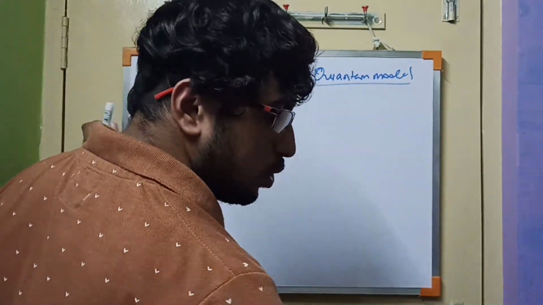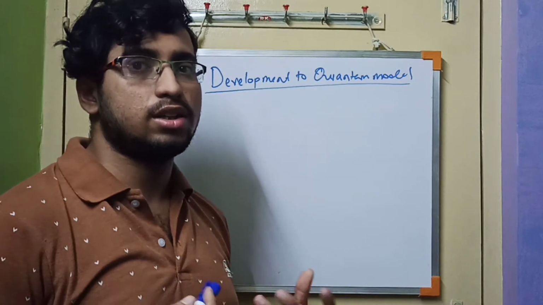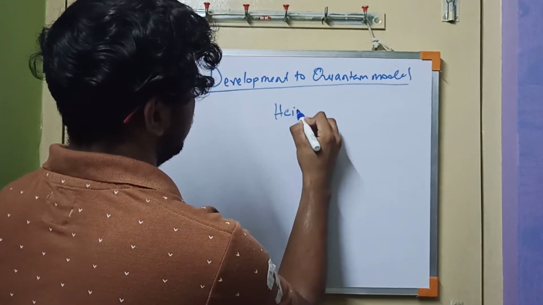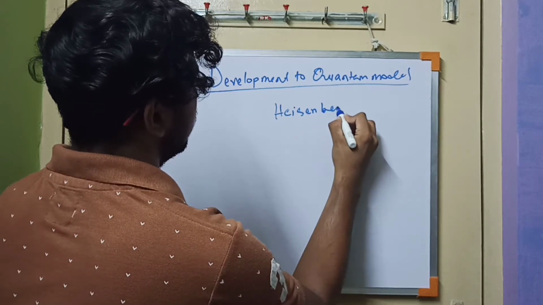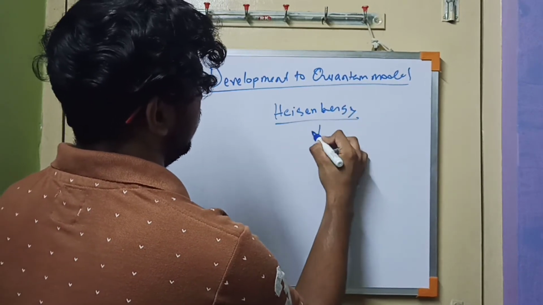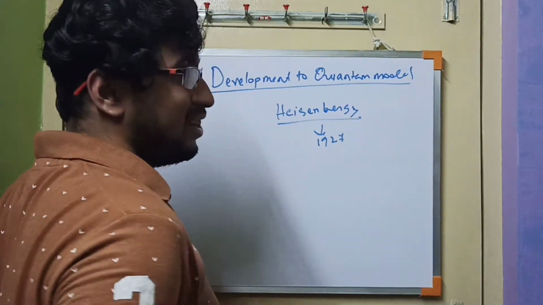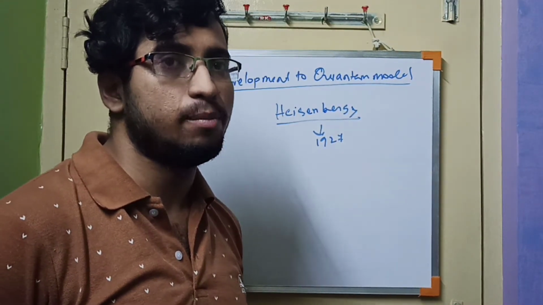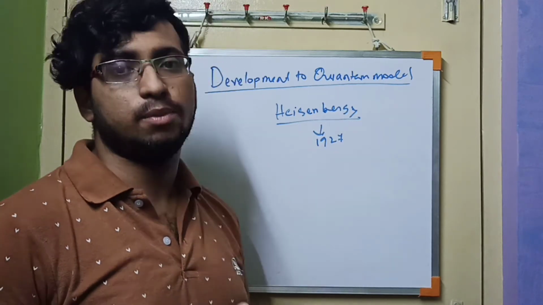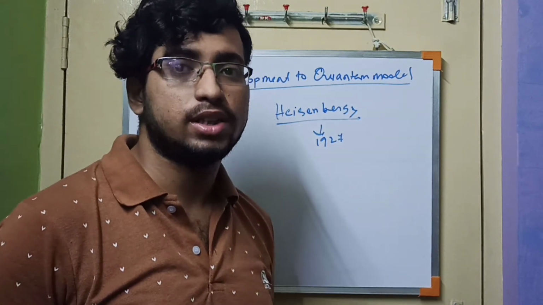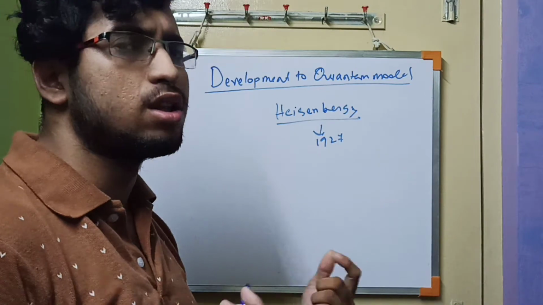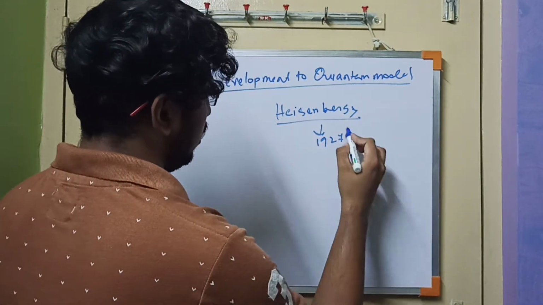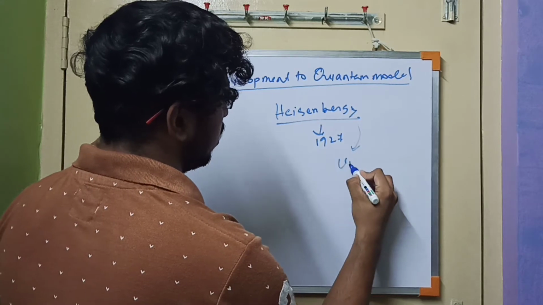So basically we can understand what uncertainty means. Heisenberg stated in 1927 that there is an uncertainty of position and momentum. We cannot calculate the position and momentum simultaneously for an electron or a similar element. This is called uncertainty.